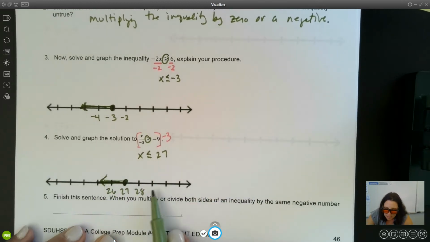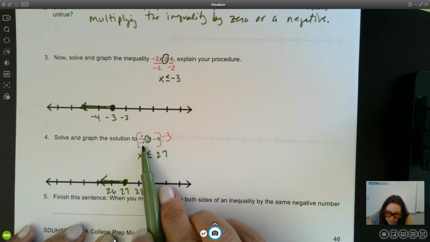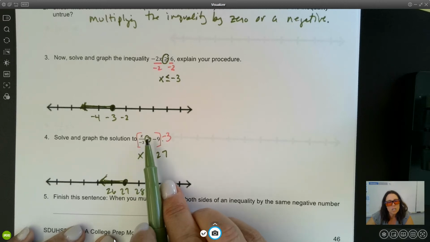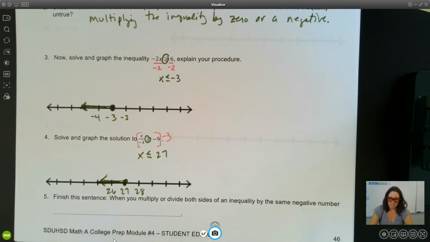Okay, let's think about this. 30's down here somewhere. 30 shouldn't work. It's not shaded. Let's tuck it in. If we do 30 divided by -3, isn't that -10? Is -10 greater than or equal to -9? No, it's not. Okay. All right.